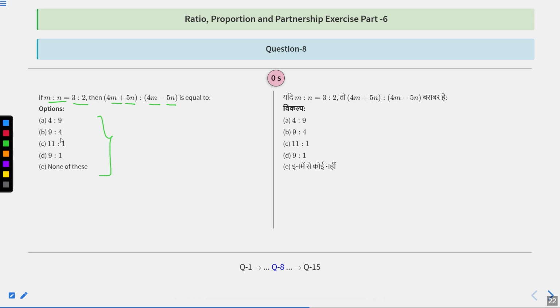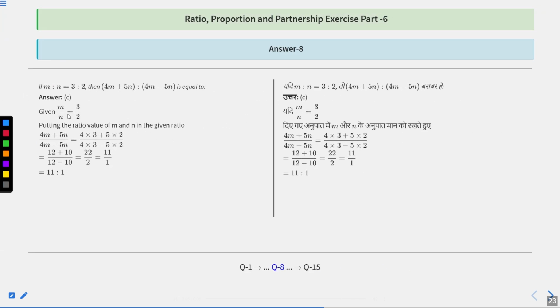Now time's up. Let's see the solution. Given that m ratio n is 3:2, so we can put the value m equals 3 and n equals 2 in the given ratio.